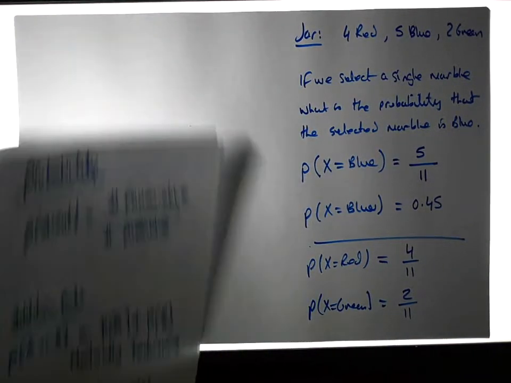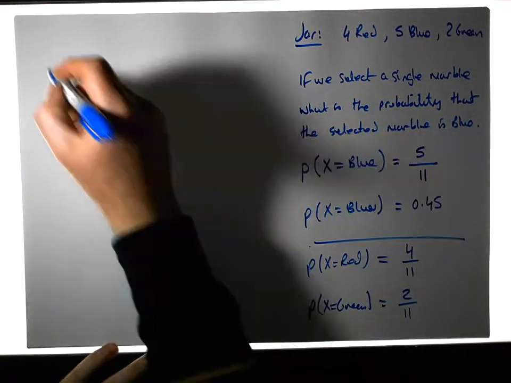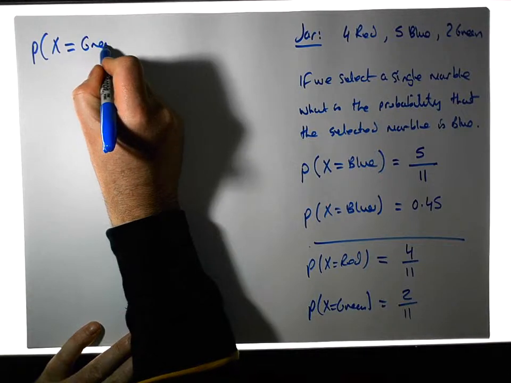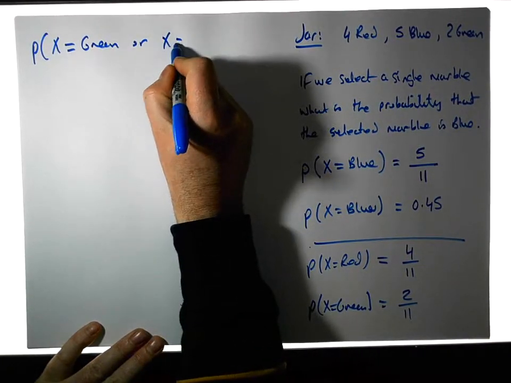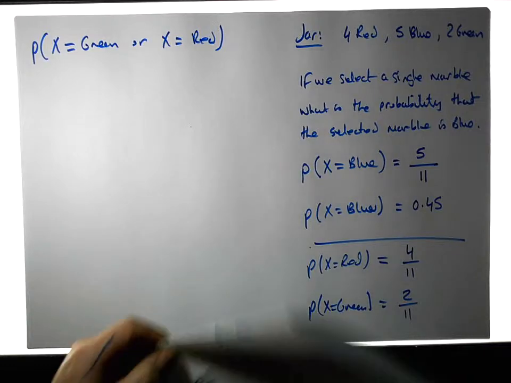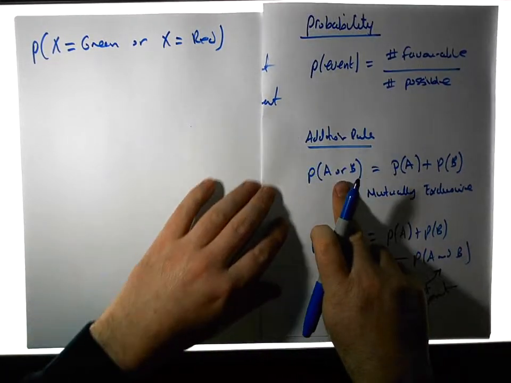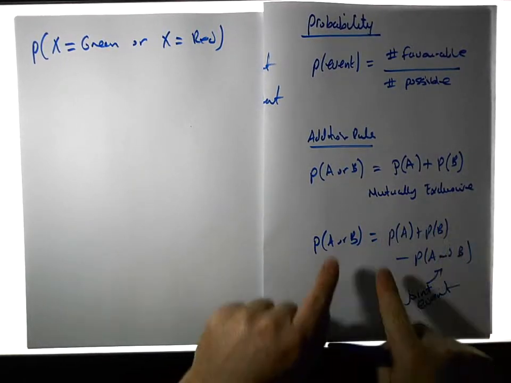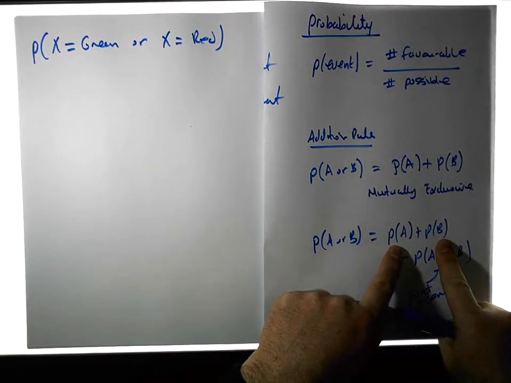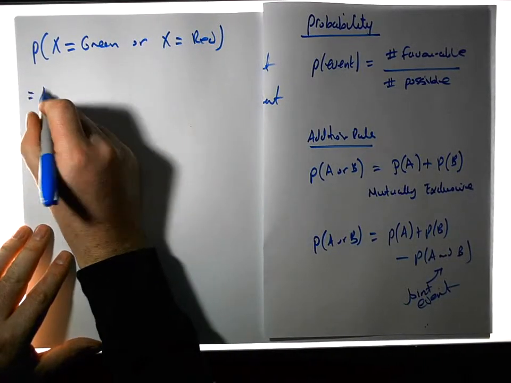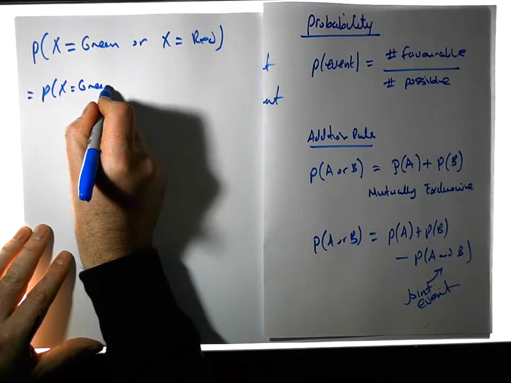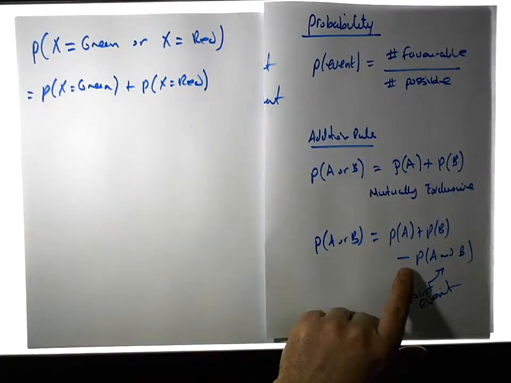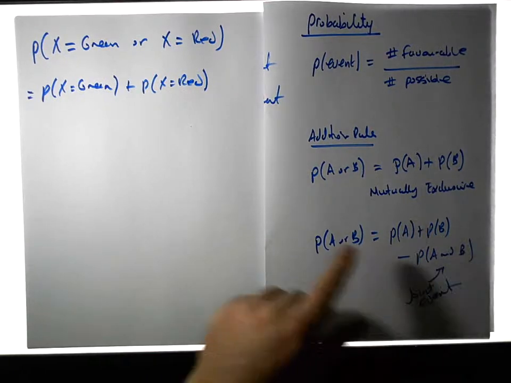Let's have a look at the addition rule. So what's the probability that the marble I select is green or red? Now, the addition rule says, irrespective of whether they're mutually exclusive or not, add the 2 probabilities up. So this now becomes the probability that the marble is green plus the probability that the marble is red, and possibly minus a joint event if they're not mutually exclusive.